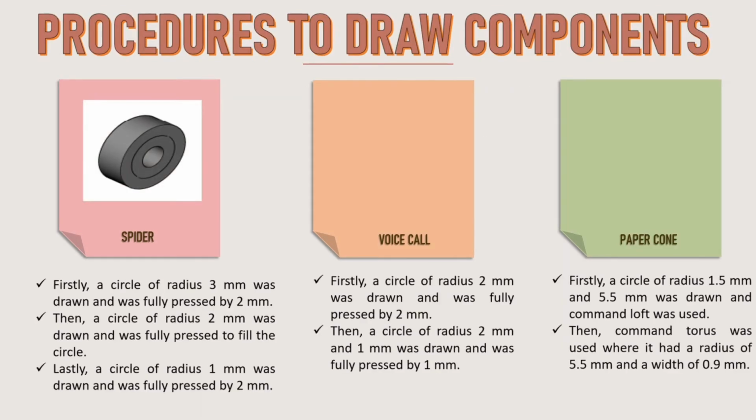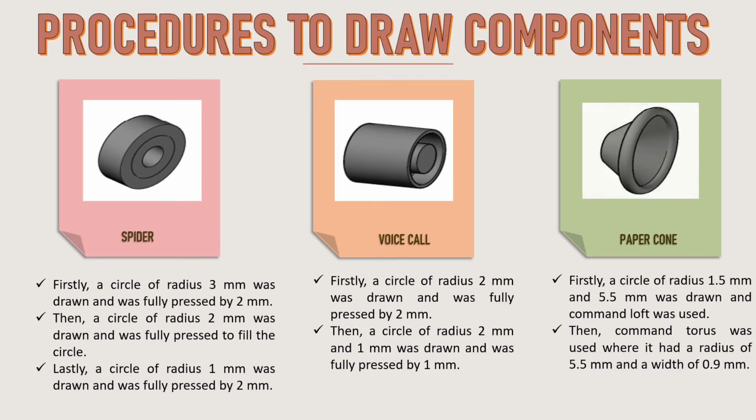Firstly, a circle of radius 3mm was drawn and was fully pressed by 2mm. Then a circle of radius 2mm was drawn and was fully pressed to fill the circle. Lastly, a circle of radius 1mm was drawn and was fully pressed by 2mm. Voice coil. Firstly, a circle of radius 2mm was drawn and was fully pressed by 2mm. Then circles of radius 2mm and 1mm were drawn and were fully pressed by 1mm.